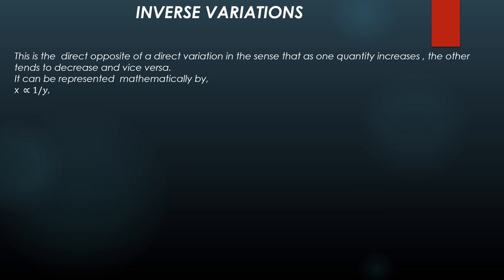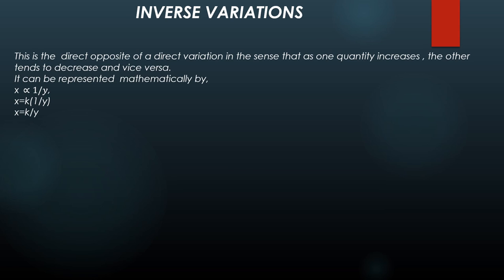And how do we represent this? This can be represented mathematically by this: x varies inversely as y. In our direct variation, it was just x varies directly as y. There was no reciprocal form. But here we have the inverse. The inverse of y is 1 over y. It is also the same thing as the reciprocal of y.